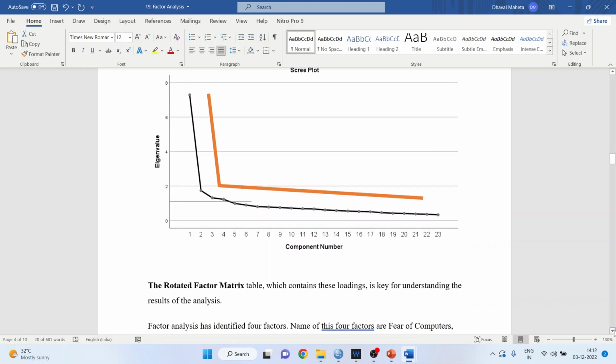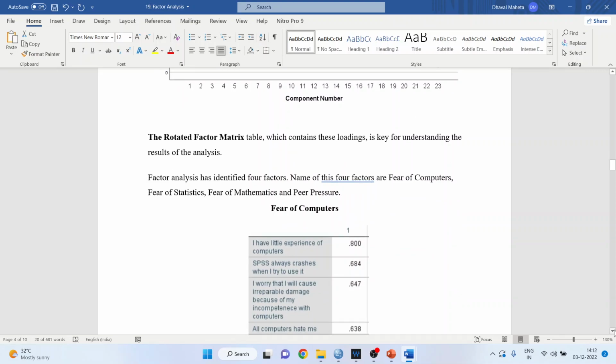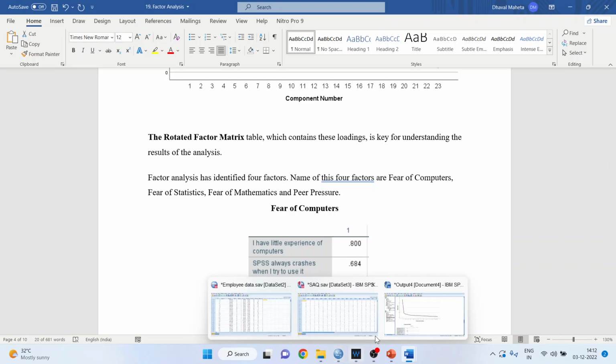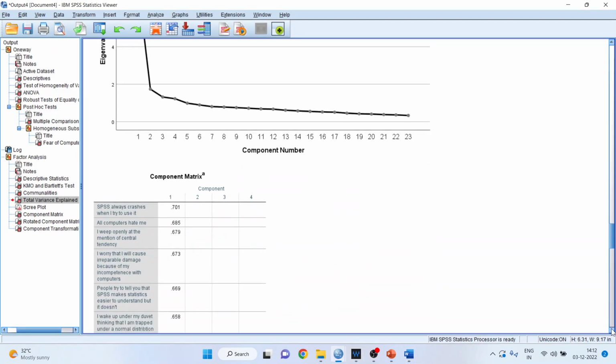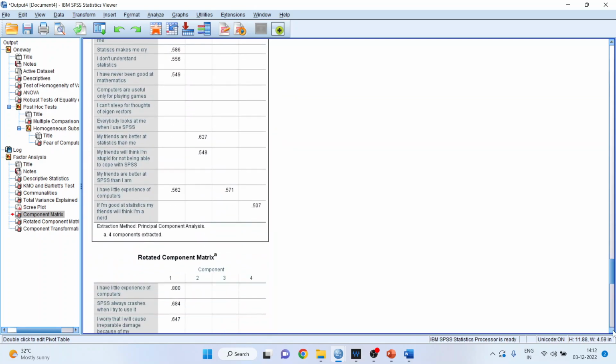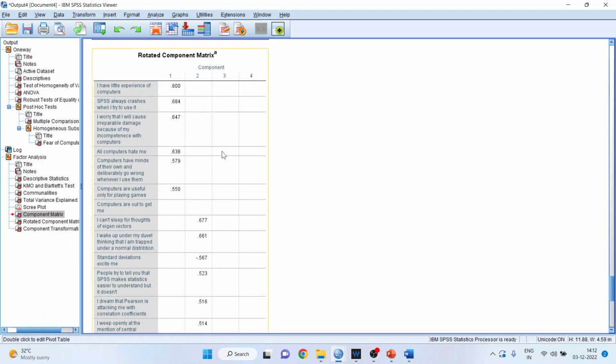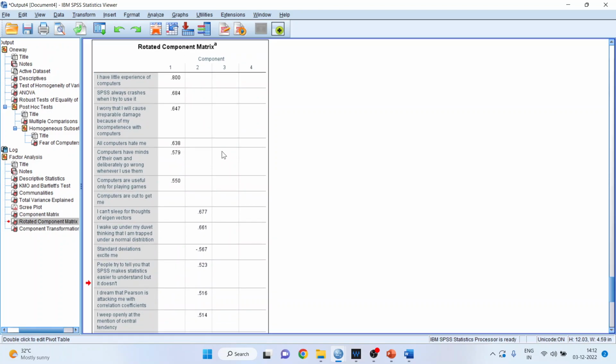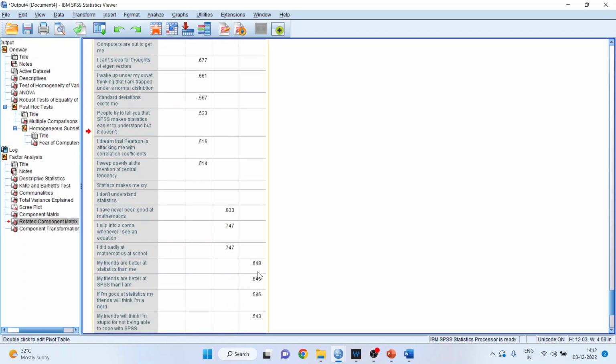Okay. Then the interpretation is to be done according to the rotated factor matrix table. SPSS will generate 2 outputs. One, the component matrix. Please don't use this table for interpretation. The best interpretation you will get from the rotation which we have given, that is a varimax rotation. So rotated component matrix. I have simply copied this result in the Word file. First I have copied this first part, then this second part, then the third part and fourth part.